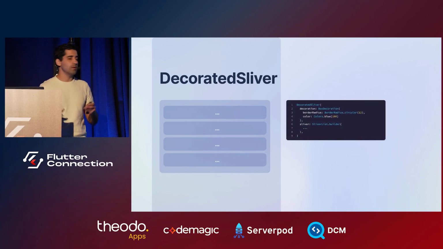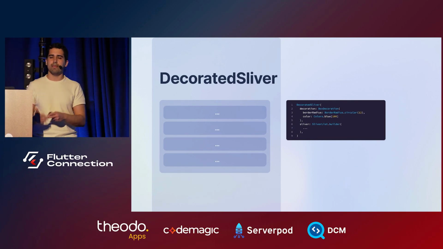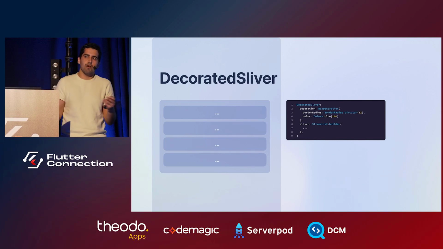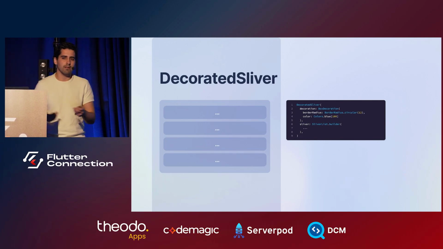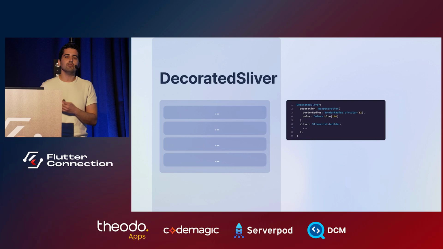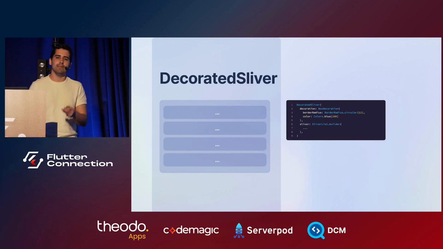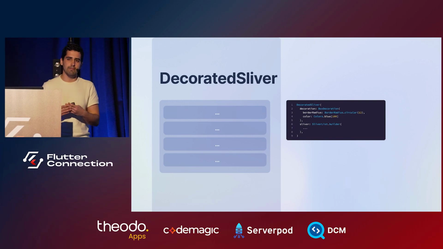So for that one, we can wrap our sliver list in a decorated sliver, and then we provide a decoration. It can be a shape decoration or a box decoration. We add a box decoration here, and then we add a color and a border radius. The very interesting thing about this is that we already know we can paint decorations, for example with a container, but we can also tell the decorated sliver, like the container, that we want to paint this decoration on top of the sliver itself.